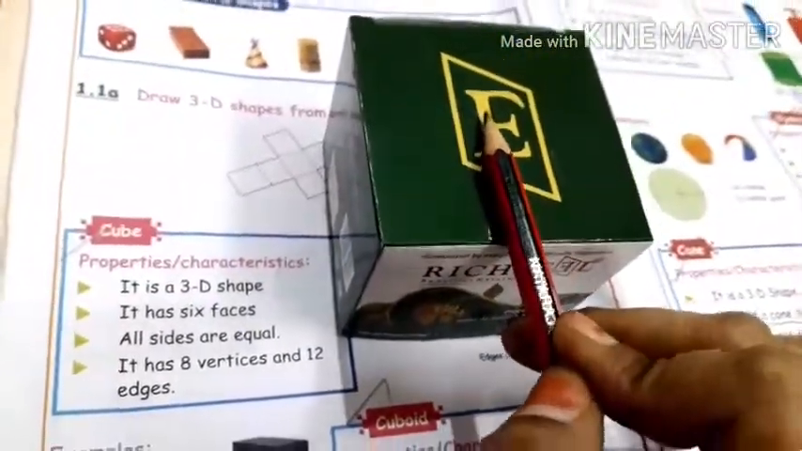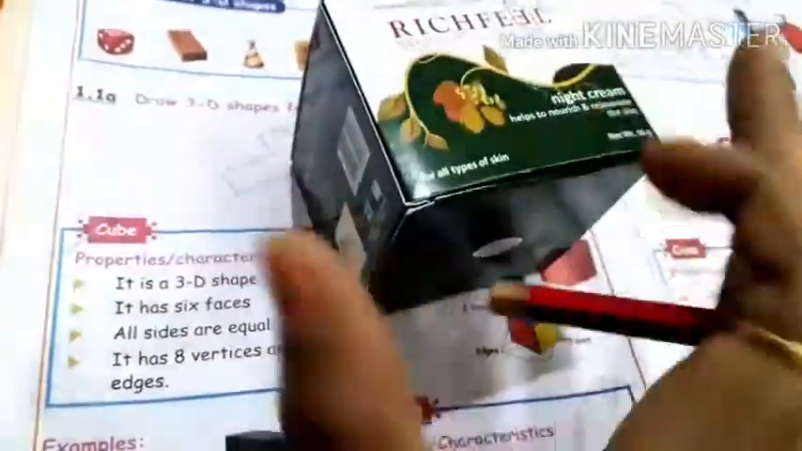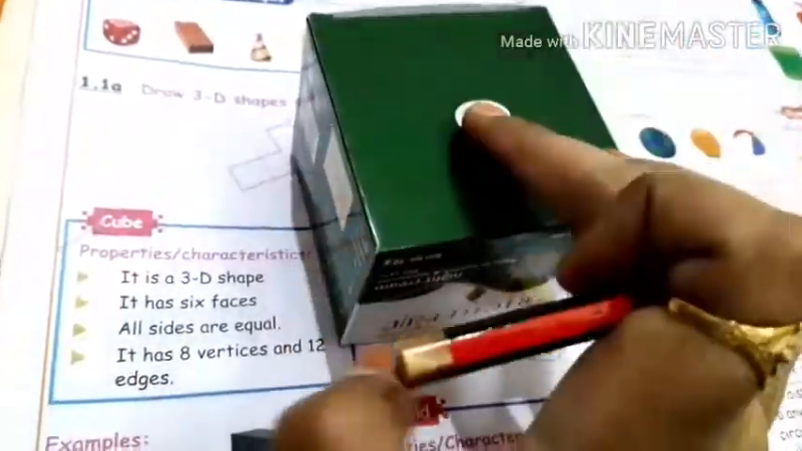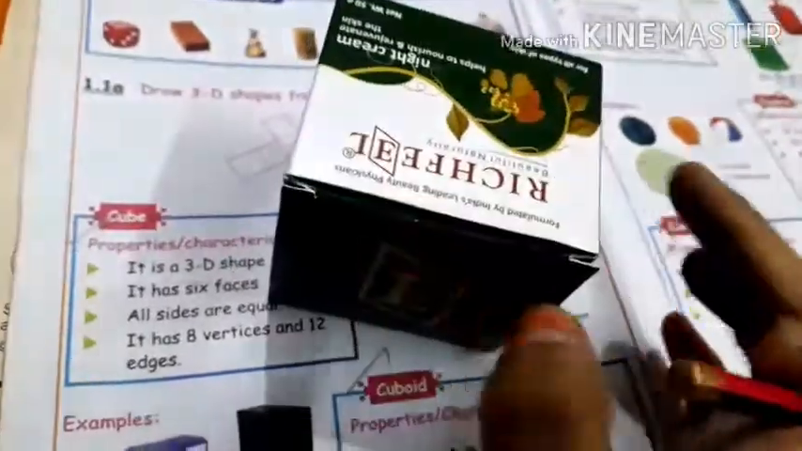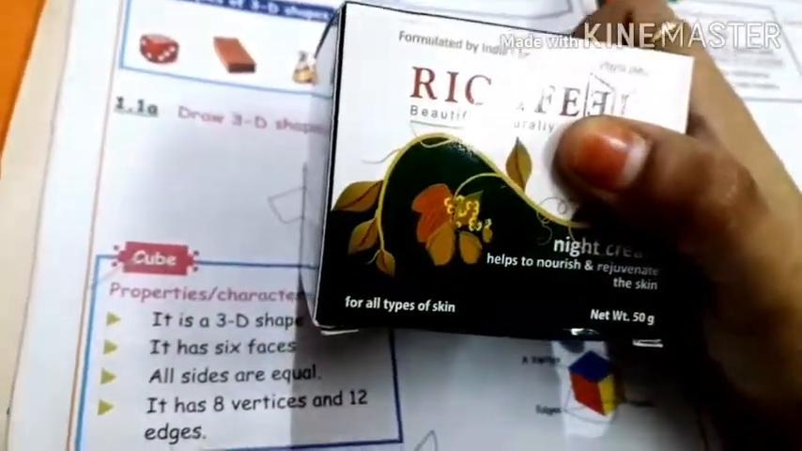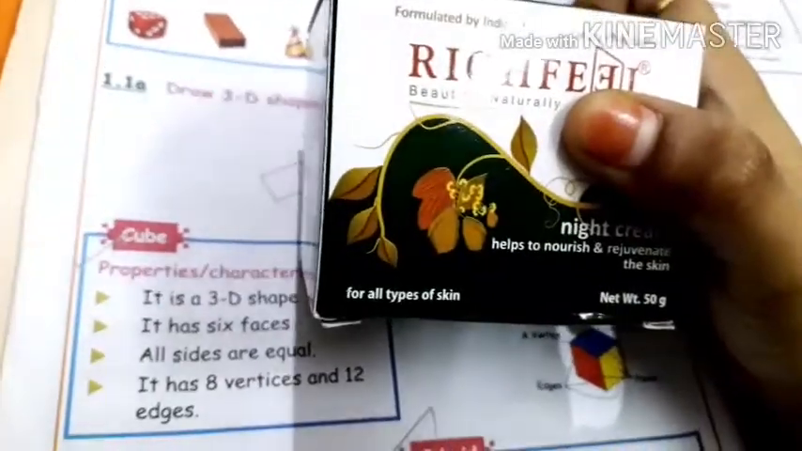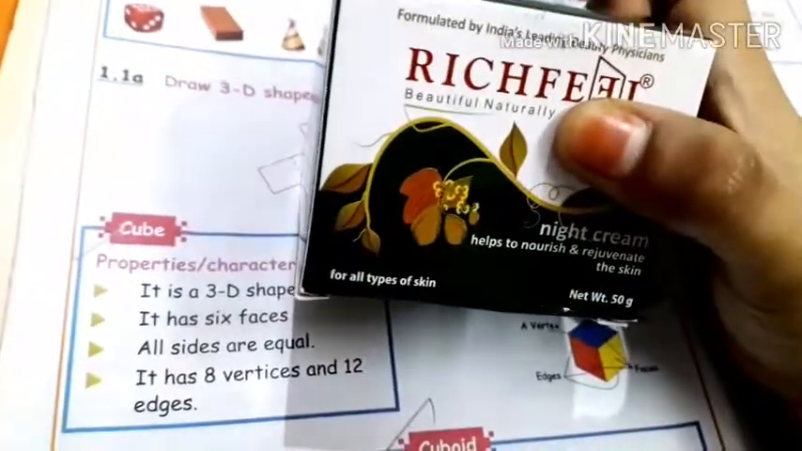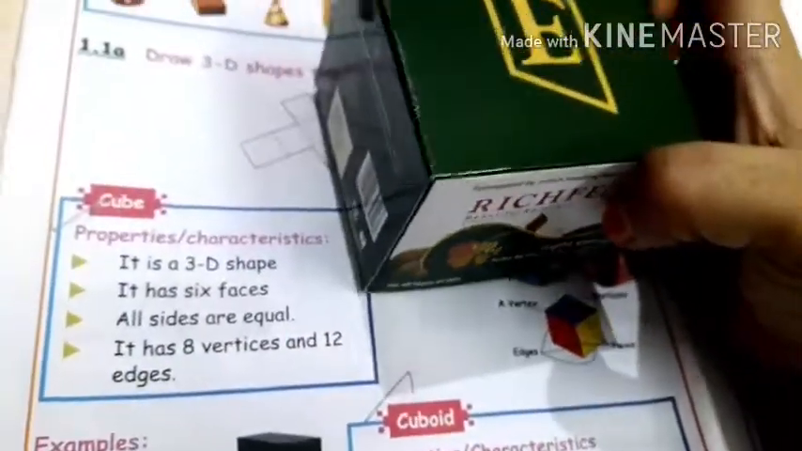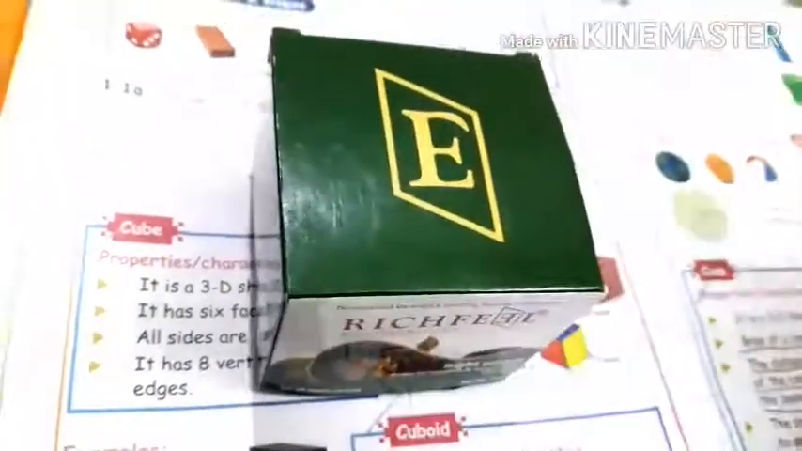Okay, so it is a 3D shape. It has 6 faces. 1 2 3 4, then 5 6. So 6 faces. All sides are equal because it is a square shape. For a square all sides are equal, so for a cube also all sides are equal. It has 8 vertices and 12 edges.